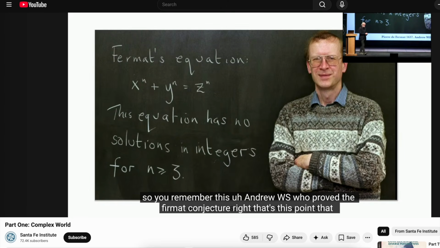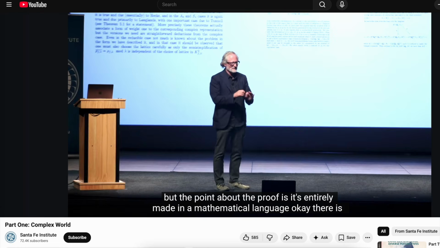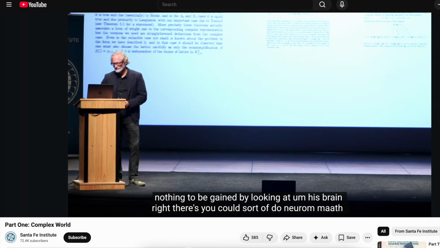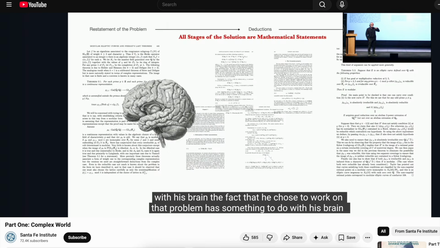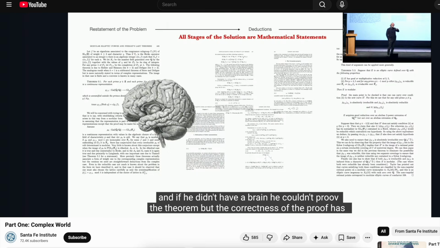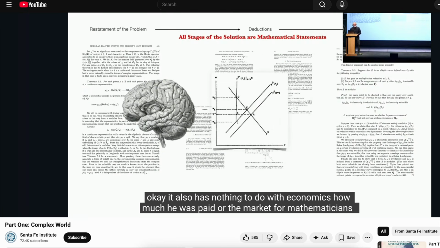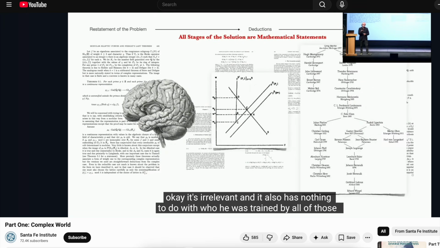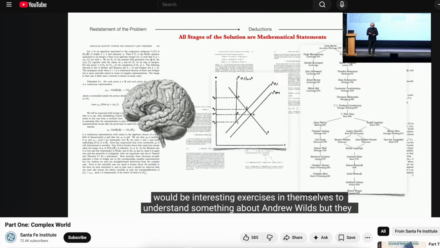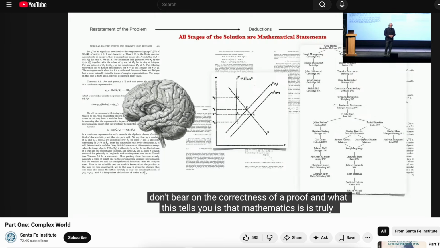Andrew Wiles, who proved Fermat's conjecture. But the point about the proof is it's entirely made in a mathematical language. There is nothing to be gained by looking at his brain. The fact that he chose to work on that problem has something to do with his brain. And if he didn't have a brain, he couldn't have proved the theorem. But the correctness of the proof has nothing to do with psychology or neuroscience or any other field of science other than mathematics. It also has nothing to do with economics, how much he was paid, or the market for mathematicians. And it also has nothing to do with who he was trained by. All of those would be interesting exercises in themselves to understand something about Andrew Wiles, but they don't bear on the correctness of a proof.